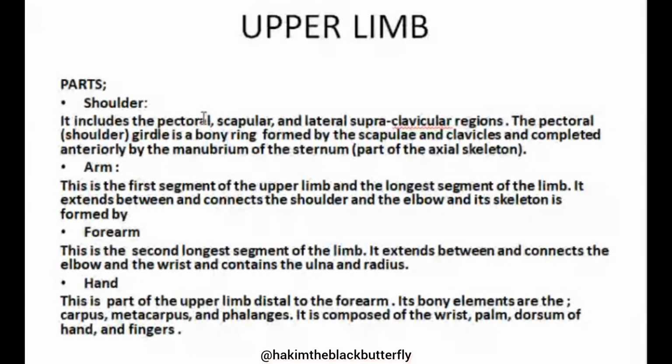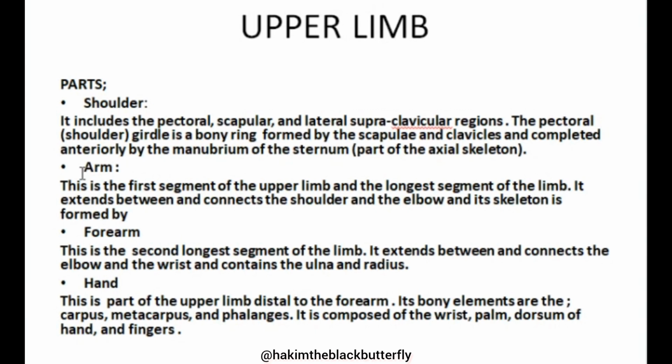The shoulder also has what we call the scapular region. The scapular region is the region of the shoulder which contains that bone known as the scapula. So whenever we talk about the scapular region, we're talking about the region of the bone known as the scapula, and then the muscles attached to it.